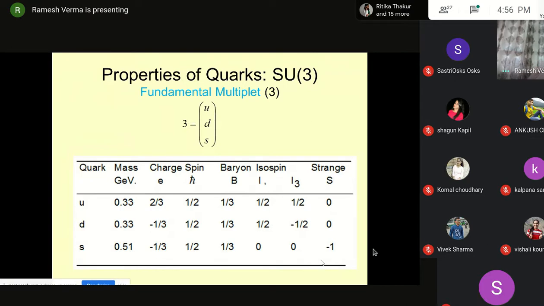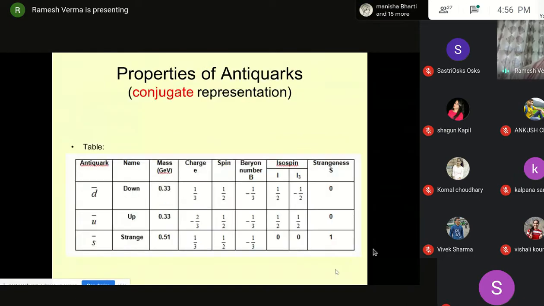You might have heard that for every particle we have an antiparticle, and the charge of the antiparticle is opposite to the charge of the particle. In fact, this statement is true not only for charge but for all internal quantum numbers like baryon number, isospin, third component, and strangeness, and many new quantum numbers that would come, that is charm, bottom, top, etc. They will also change when you go from the quark set to the set of antiquarks. So we have D bar, U bar, S bar. Their names remain the same, their masses remain the same, but charges are now opposite.